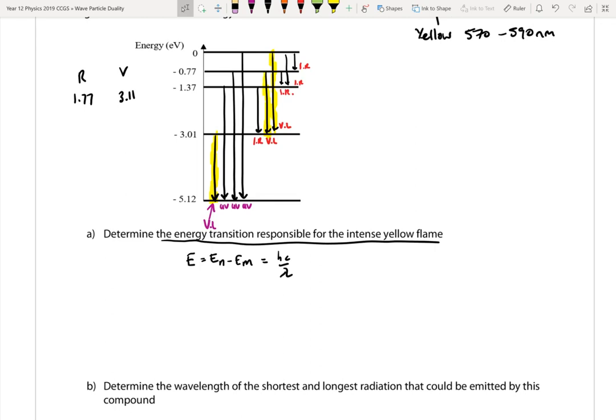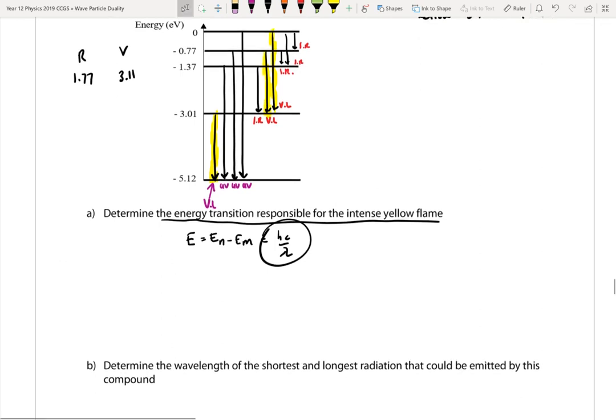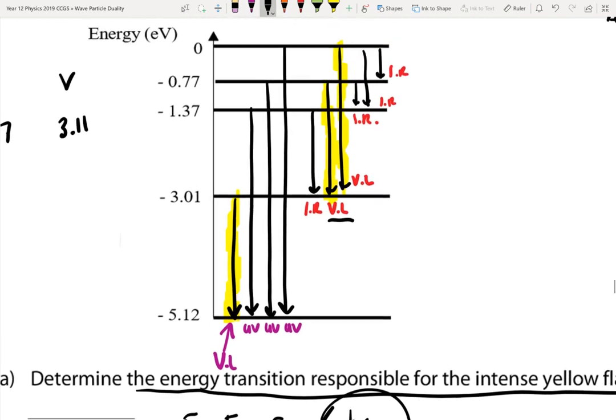Okay? So you're going to have to do a few things for me, please, in the next 5 minutes. Figure out the energies of the transitions, and then write them down here and rearrange for the lambda. If the lambda is in that range, then it's the yellow. That's the one responsible for the yellow color. I know this one is not responsible because it's 3 eV. It's violet. That's a violet wavelength. So automatically I'm excluding that.